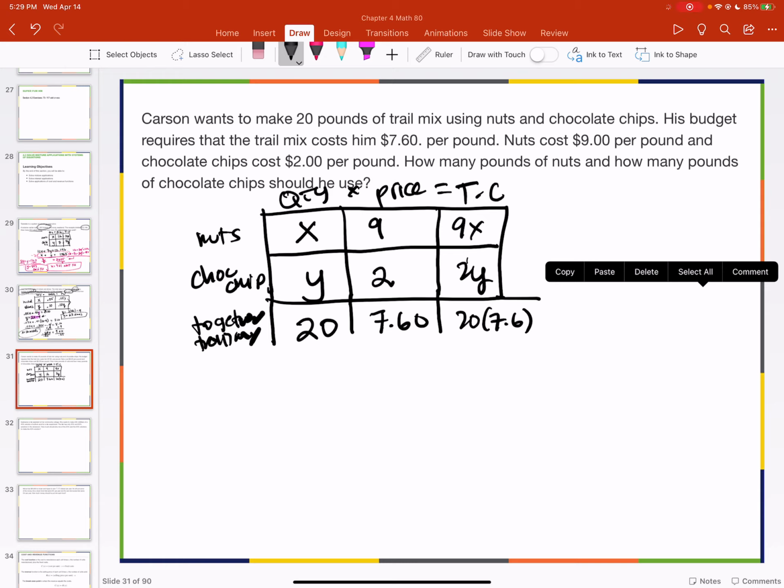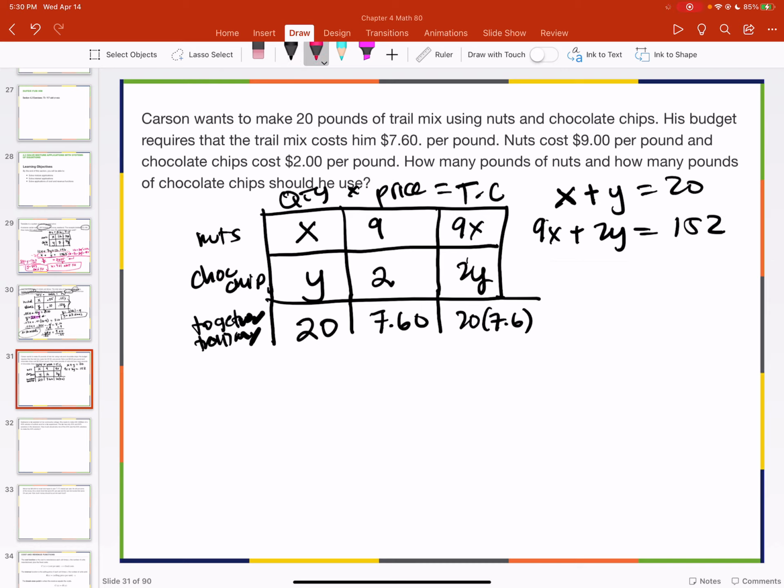So we have two equations that we can use, right? We can use the fact that the sum of both nuts and chocolate chips has to equal 20. And then also that 9x plus 2y is going to equal 20 times 7.6, which is 152. So we have 9x plus 2y equals 152.